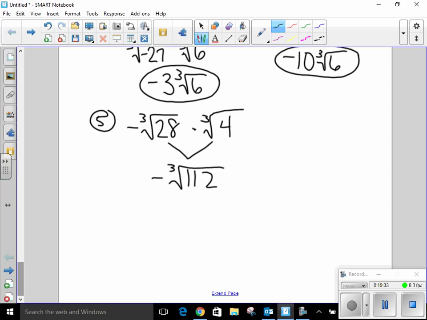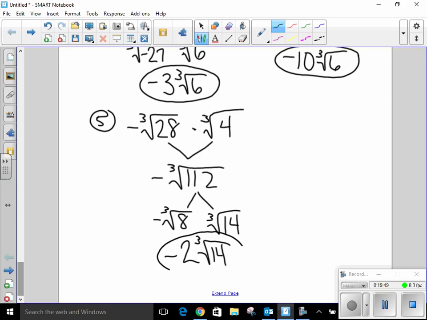And then if you break 112 down, it can break into negative cube root of 8 and cube root of 14. Negative cube root of 8 is going to be negative 2, and then cube root of 14 stays cube root of 14.